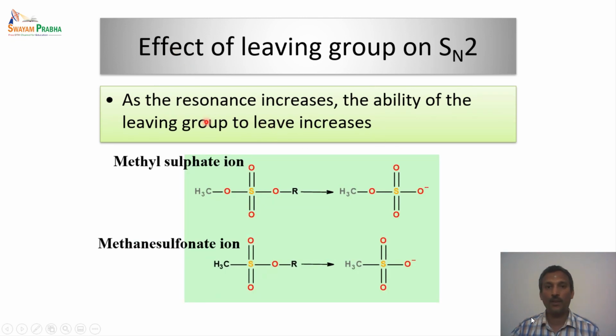As I mentioned earlier, I minus is a very good leaving group, but when we talk about resonance, the mesylate, or methane sulfonate, ions are much better leaving groups than I minus. Because of the resonance, these groups are better leaving groups.